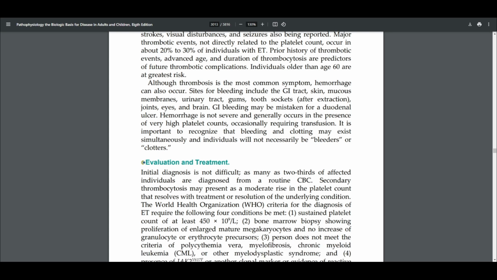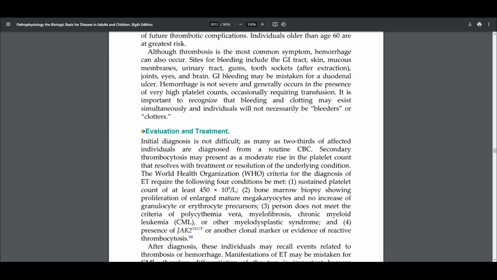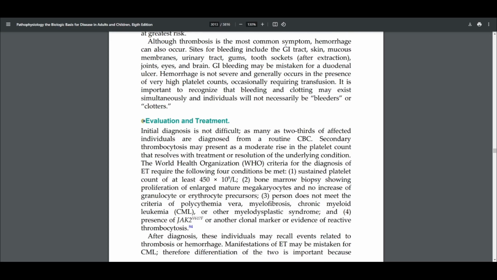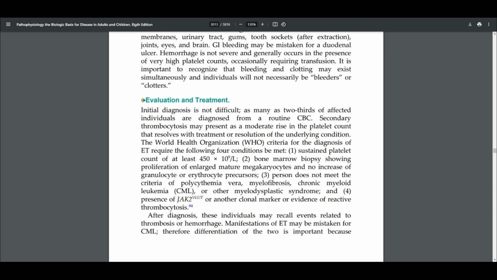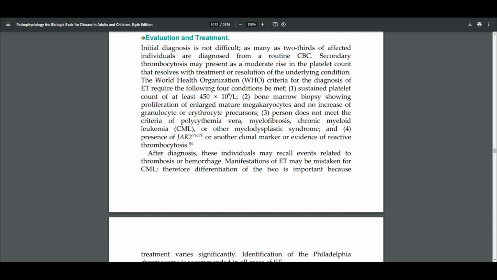Although thrombosis is the most common symptom, hemorrhage can also occur. Sites for bleeding include the GI tract, skin, mucous membranes, urinary tract, gums, tooth sockets, joints, eyes, and brain. GI bleeding may be mistaken for a duodenal ulcer. Hemorrhage is not severe and generally occurs in the presence of a very high platelet count, occasionally requiring transfusions. It is important to recognize that bleeding and clotting may exist simultaneously, and individuals may not necessarily be bleeders or clotters. So, evaluation and treatment.